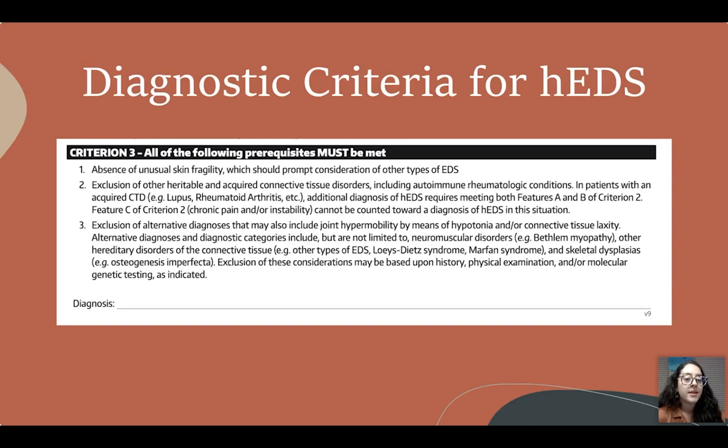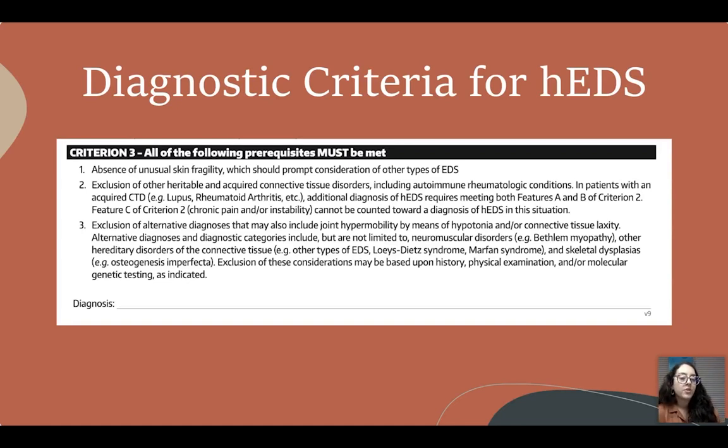And then number 2 would be exclusion of other heritable and acquired connective tissue disorders, including some autoimmune conditions. So you can read through that. You can have an autoimmune condition though, and hypermobile EDS. And so having an autoimmune condition in and of itself does not necessarily mean that you can't also have hypermobile EDS.